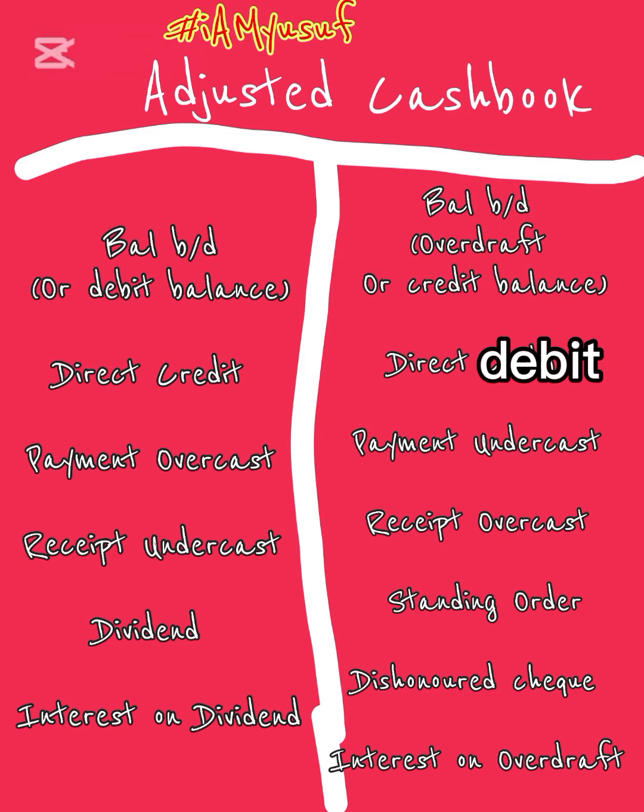Interest on overdraft: if you have not paid the bank the overdraft, they add more interest each time you have not paid, and it keeps increasing, meaning more money has to go. So just these few things are the necessary ones in the adjusted cash book format.